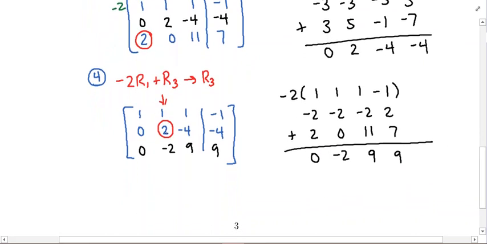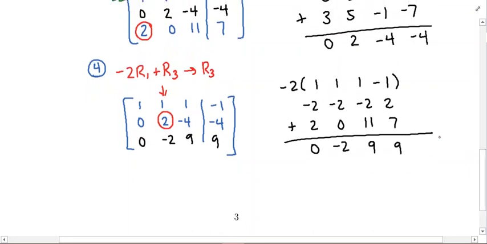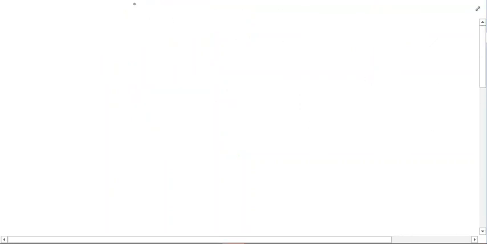The easiest way to get a 1 right here is to do 2 divided by 2. So we're going to take the entire second row and divide by 2. And like I said, we're going to be lucky because we're not going to get any fractions. So let's go ahead and write down our next matrix. This is going to be matrix number 5, I think.